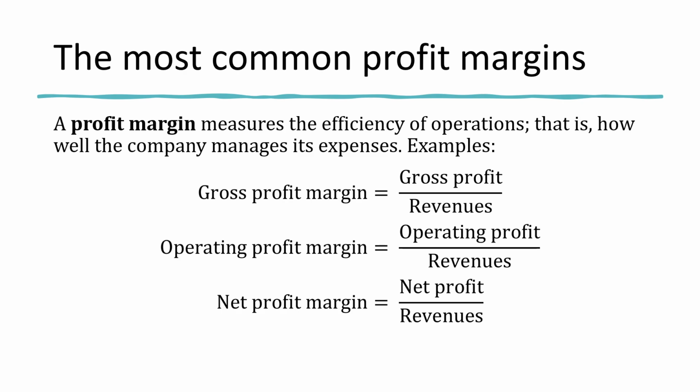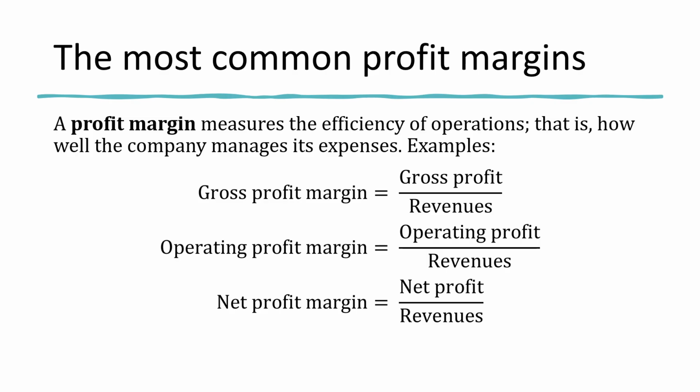So the most common profit margins are going to be the gross profit, operating profit, and net profit margins. So you'll notice in comparing these three ratios that we're looking at different stages within that income statement. Gross profit, remember, from accounting is going to be revenues minus cost of goods sold. And that should be fairly similar across companies in the same industry.